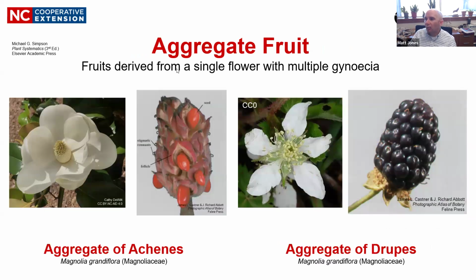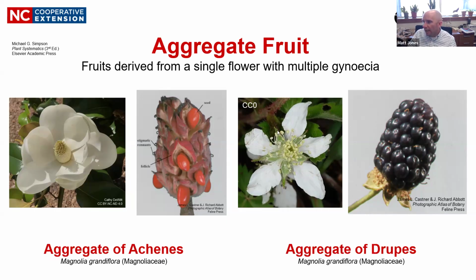Aggregate fruits are where fruits form from a single flower that has multiple ovaries. Classic example would be, oops, another mistake. I'm so sorry. I need to change this. This is a blackberry, not a magnolia, believe it or not. So pretend that says Rubus something, Rosaceae. This is a blackberry, everybody.